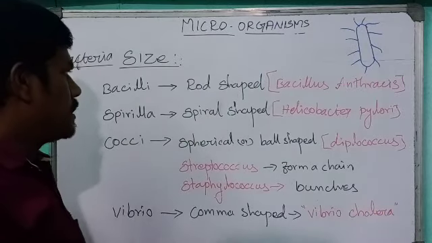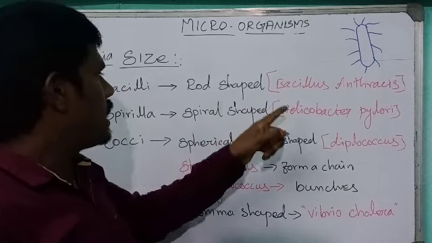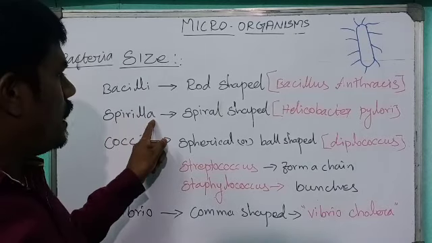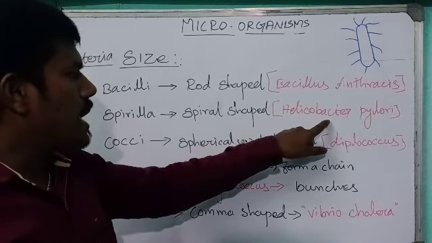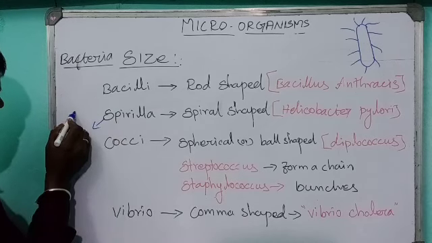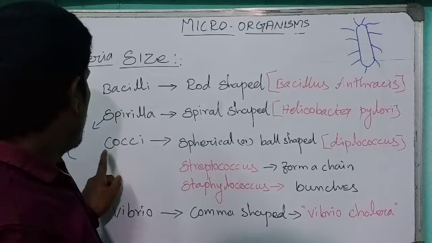Rod shaped like this present. And then spirilla, the spiral shaped. The good example is Helicobacter pylori. The spirilla means the good example for Helicobacter pylori. This present like this. Like that present. And then cocci.